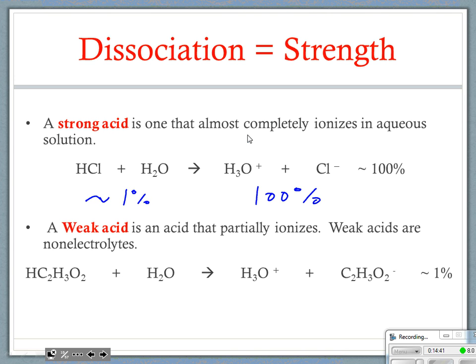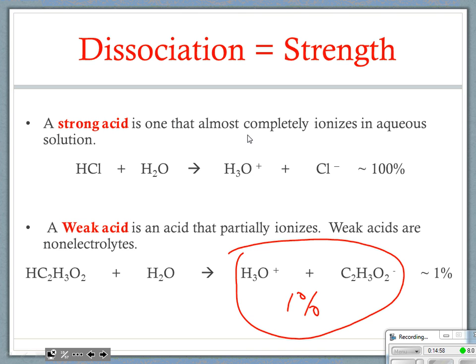But that's what it is. It's just saying dissociation, breaking into the ions. Now this one right here, let's look at this one. We talked about 1%. That means that 1% would be the ions, and over here that would be close to 99%. So it does not ionize. That makes it weak.